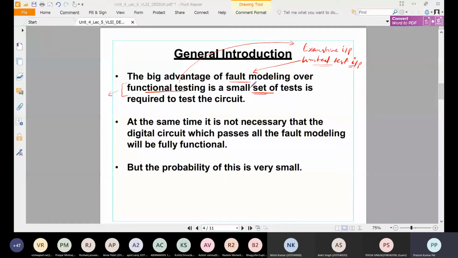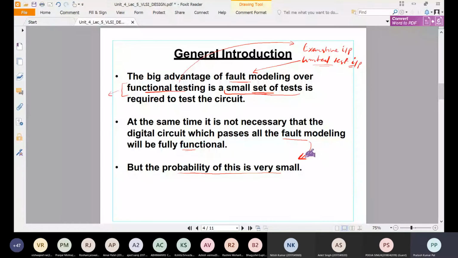So that's why, because we are using a small set of test inputs, fault modeling will not provide a fully functional pass, we can say. But here it is saying the probability of this will be very small. So there is a very small probability that once you have passed a chip or any circuit through a fault modeling test, it will still have some error. It has a very low probability of this.